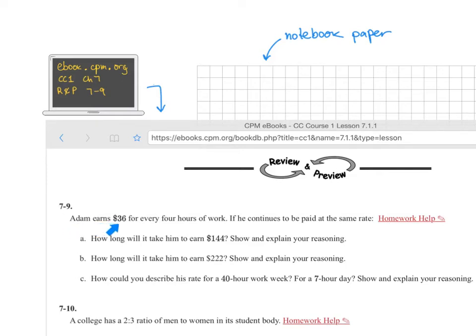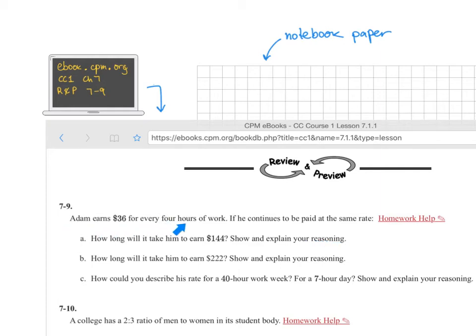Adam earns $36 for every 4 hours of work. If he continues to be paid at the same rate, how long will it take him to earn $144? Show and explain your reasoning.